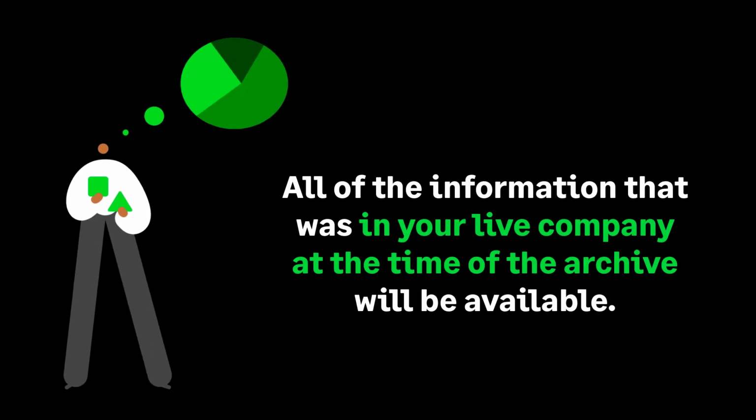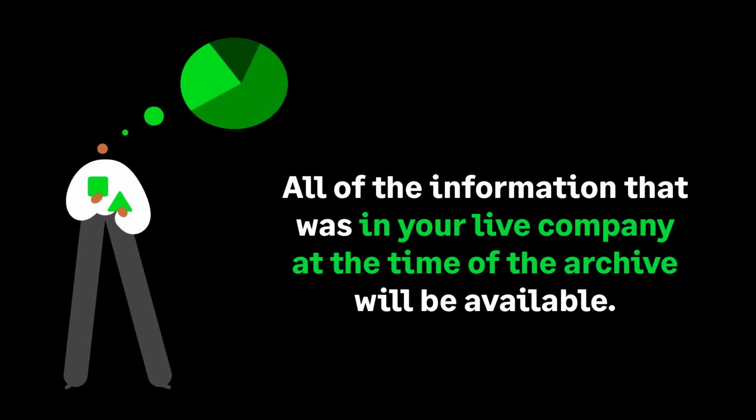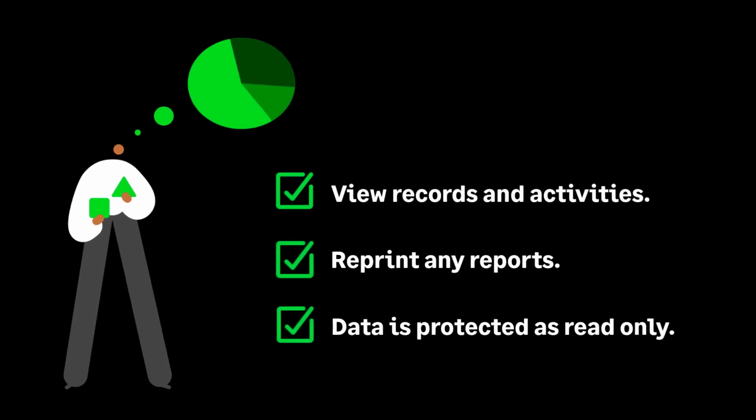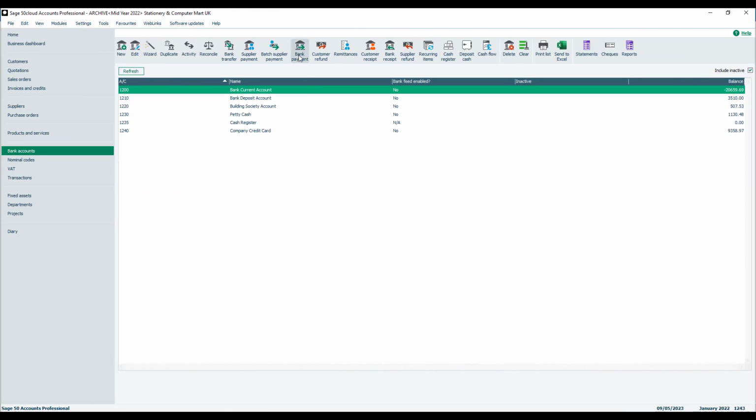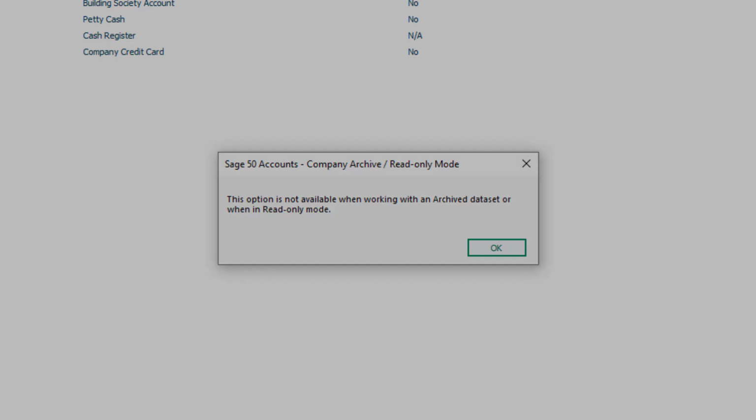When you created the archive, all of your records and transactions are archived. So all of the information that was in your live company at the time will be available. You can view records, activities, and also reprint reports. The data is for reference purposes only. If you do try and make any changes, a message pops up saying this option is not available when working with an archive dataset.